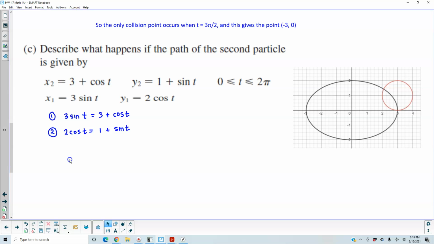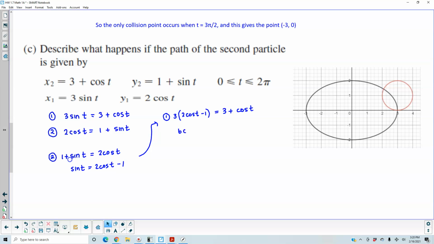And again, if we want to solve for the sine of t in equation 2, we're going to do the same thing. 1 plus the sine of t is equal to 2 cosine of t. And we know that the sine of t is equal to 2 times the cosine of t minus 1. And then we're going to plug that into equation number 1. So we have 3 times 2 times the cosine of t minus 1, which is equal to 3 plus the cosine of t.